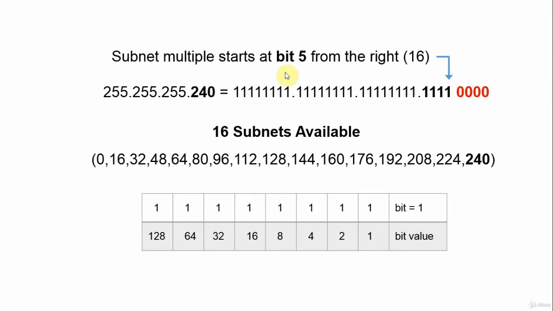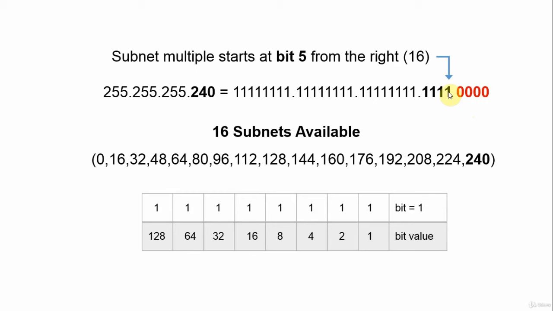So the subnet multiple starts at bit 5 from the right. So these are the subnet bits. So bit 5, know what that bit position is. It's 16 right there. So that's my multiple, because that's the bit position, and that's the value of the bit position.